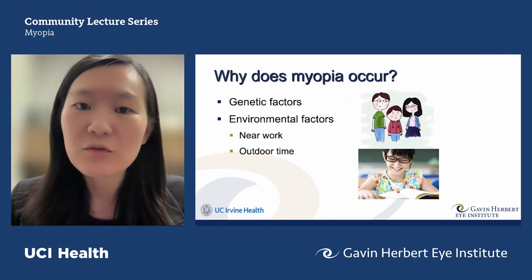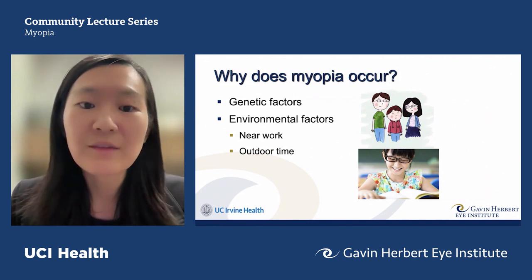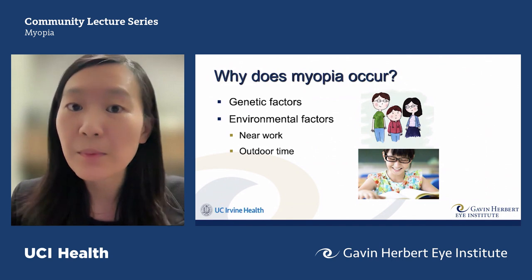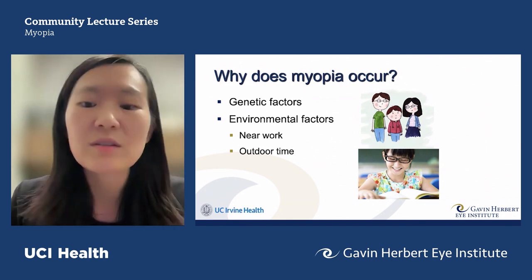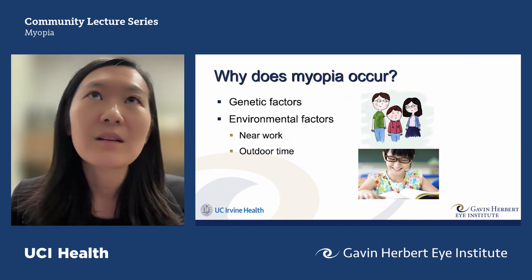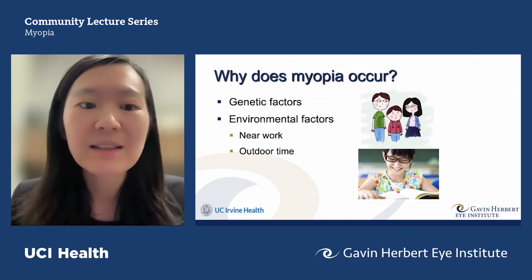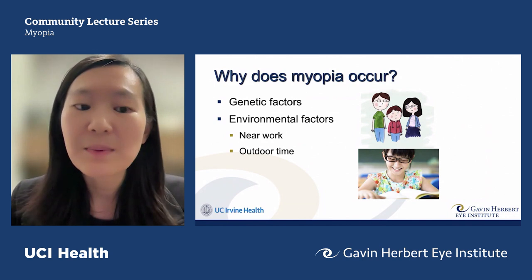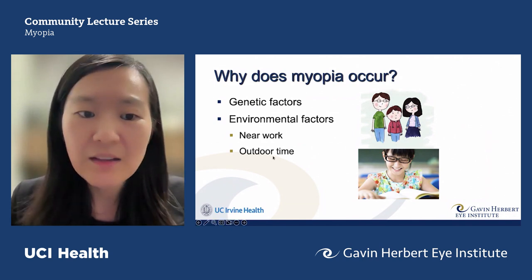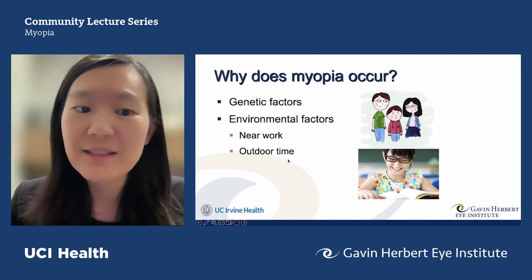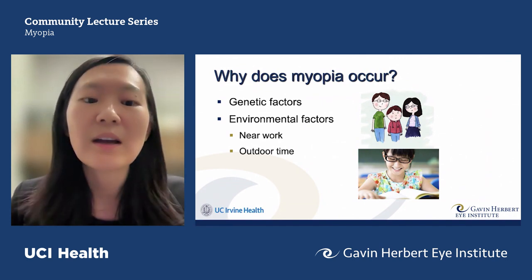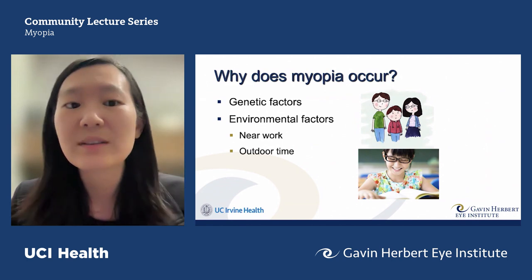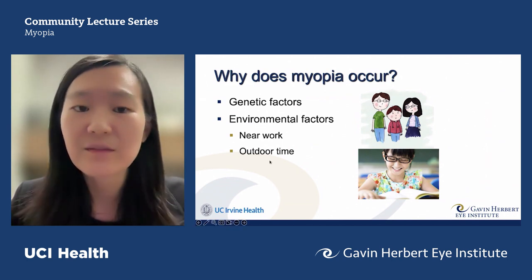Another strong correlator is environmental factors. If the child spends a lot of time working up close, staying indoors, reading, learning on the computer, in virtual classrooms, you have an increased chance of myopia, as well as not spending enough time outdoors. If a kid likes to play outside, I highly encourage them to do so, because outdoor activity actually decreases your risk of myopia development.